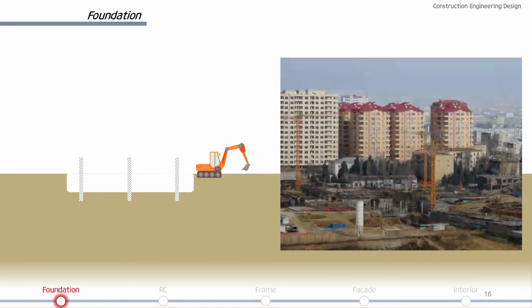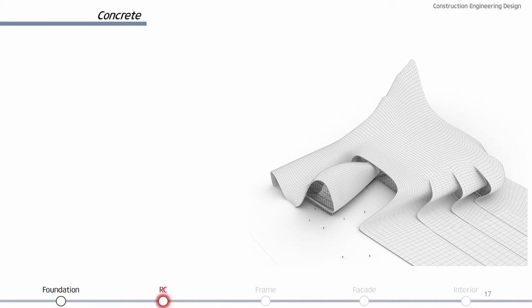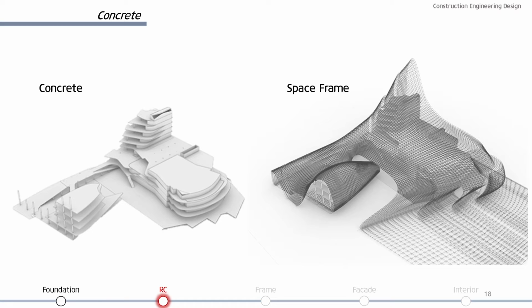Now, let's move on to the next section, covering the structural systems of the building. The Haider Aliyev Center consists of two main structural systems that collaborate to provide the overall strength and frame of the building. One is a concrete structure shown on the left, and the second is a steel space frame as shown on the right.